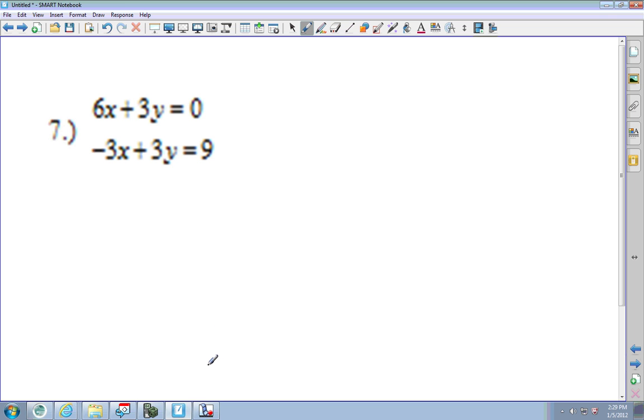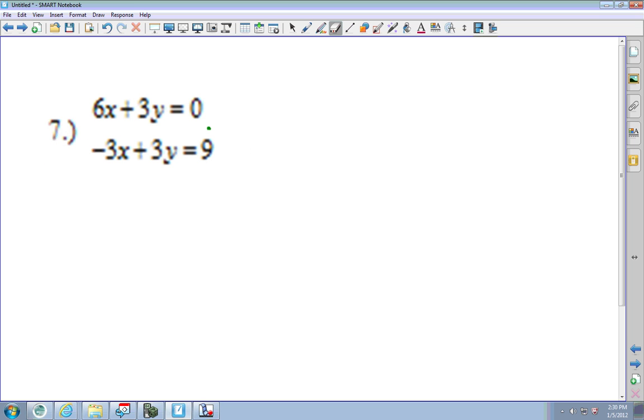Here's the next problem. Number 7. What if I wanted to get rid of my x's? This is a 6. This is a negative 3. What do I have to multiply the bottom equation by? Well, what times negative 3? What times 3 gives you 6? 2. I could multiply the bottom equation by 2.